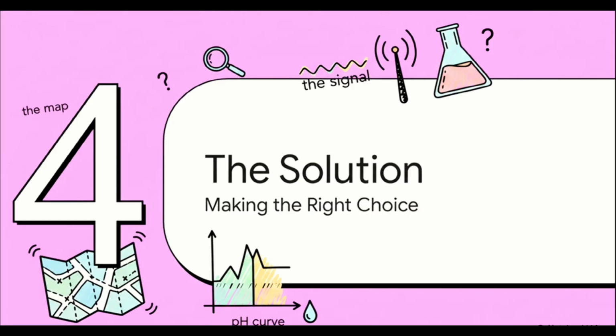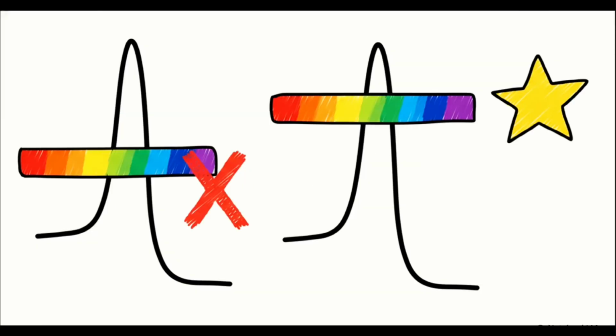Okay, we've got the map, the pH curve, and we've got the signal, the indicator. Now it's time to put it all together. This is the moment we solve the mystery for good. And here it is, the golden rule. It's so simple, but it is absolutely everything. An indicator only works if its color change happens during that big steep plunge on the pH curve. You have to match the signal to the story, period.